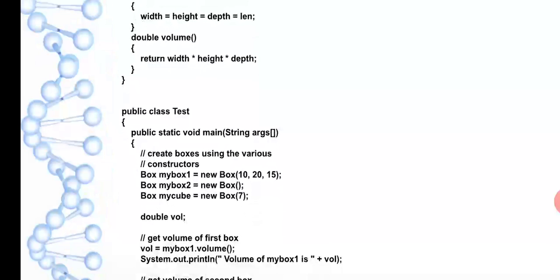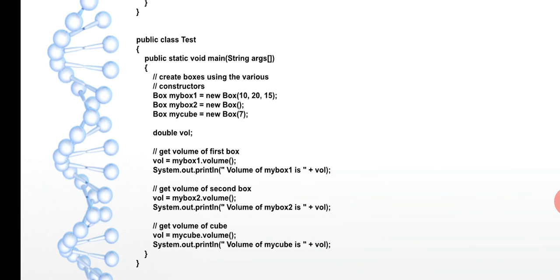Now you can come directly to the main method here. Concentrate on the main method. Inside public class Test you have the main method. Inside the main method, you are going to create 3 objects. 3 names will be given here. What are the names of the objects? myBox1, myBox2, and myCube.